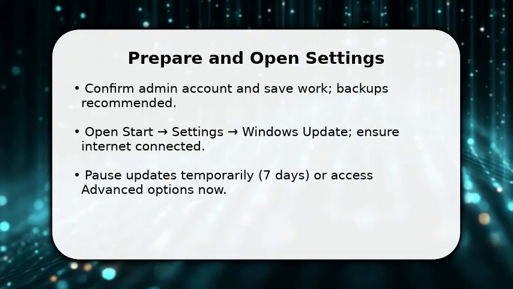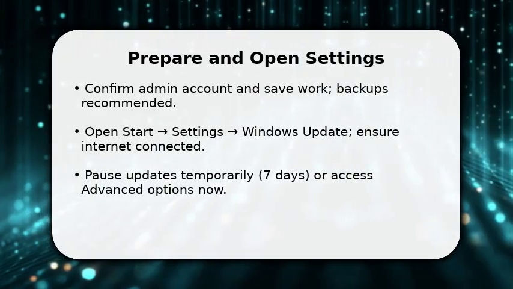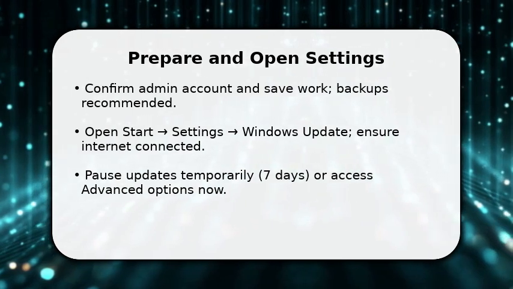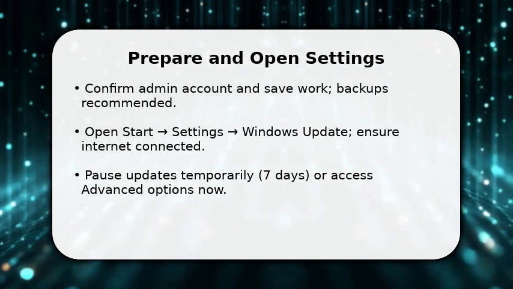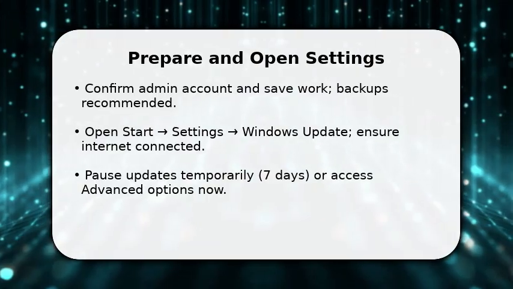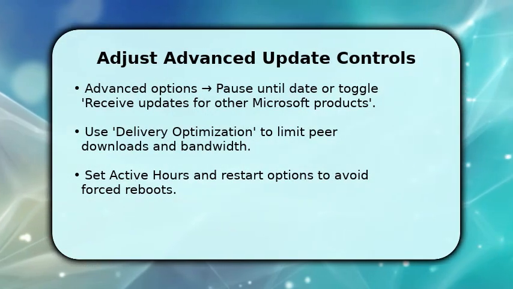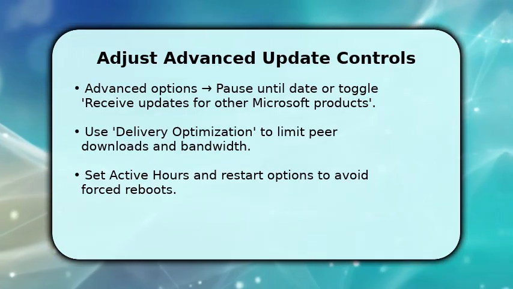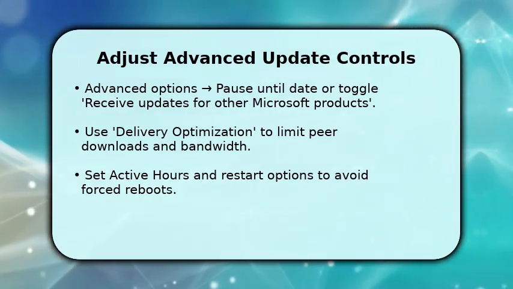If you want a longer stop, proceed to Advanced Options next to set more persistent controls. Now, go into Advanced Options to choose a pause until date if you need a specific endpoint. You can repeatedly extend within limits. Turn off Receive Updates for other Microsoft products to narrow what Windows updates.